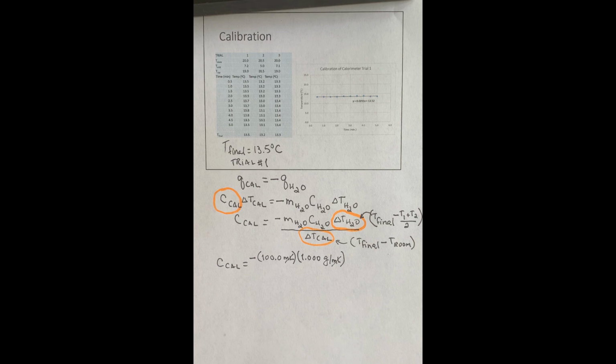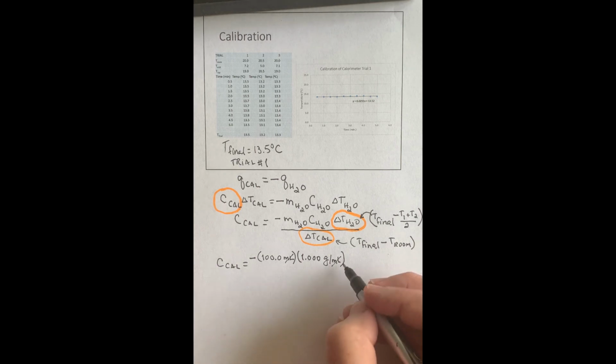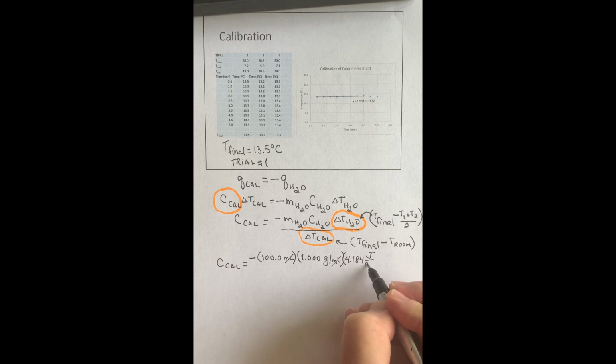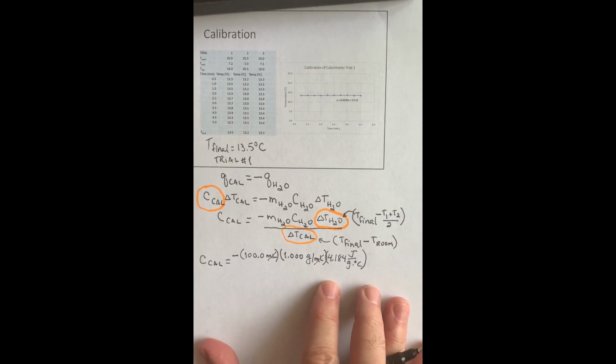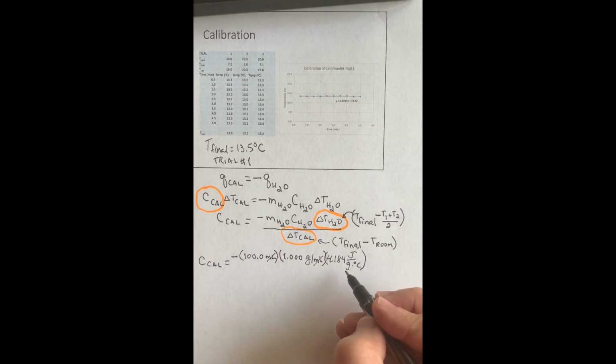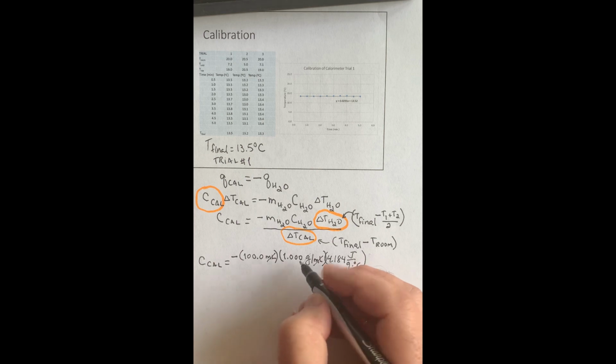The specific heat of water is a constant. We know what it is. It's 4.184, more or less, joules per gram per degree Celsius. And that will allow us to cancel out the grams.